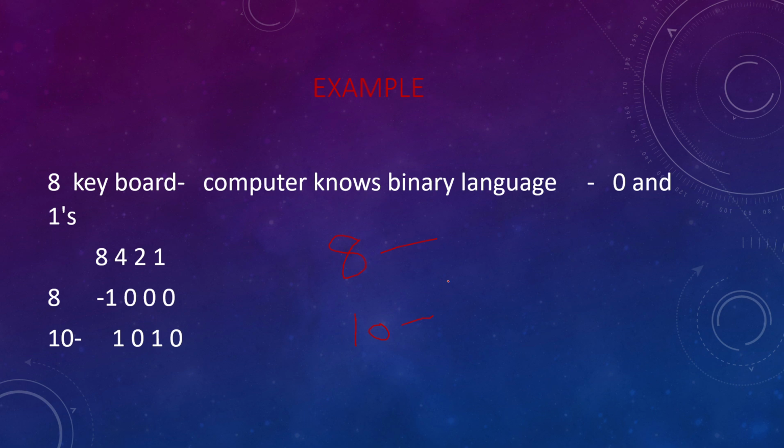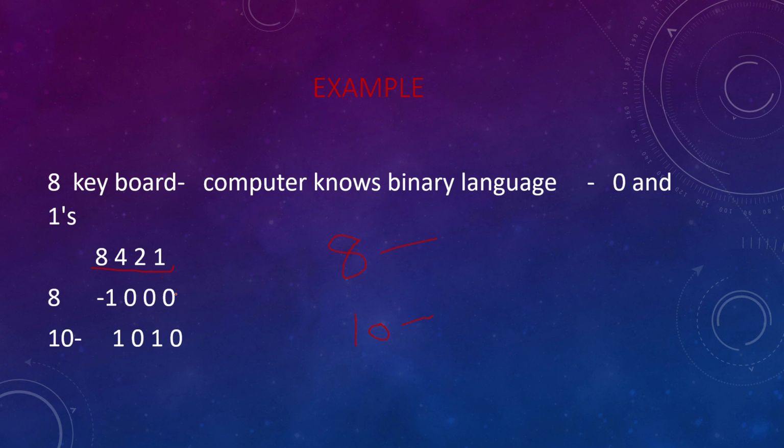How can you say that? Your computer knows only the binary language, right? So the computer knows binary language, which is zeros and ones. So it will convert. How does it convert? The binary values are 1, 2, 4, 8. This is the binary code which we are using.